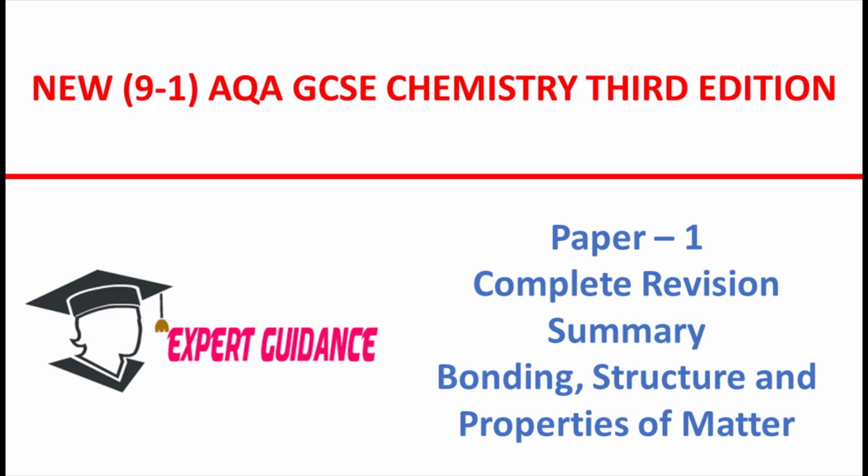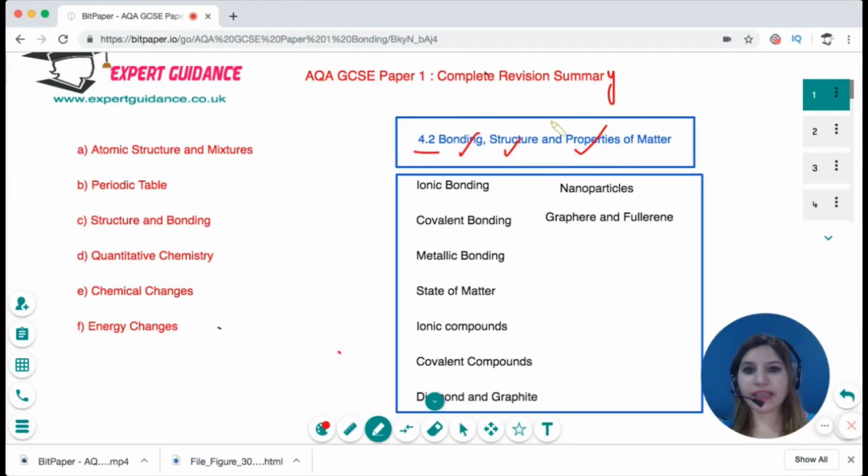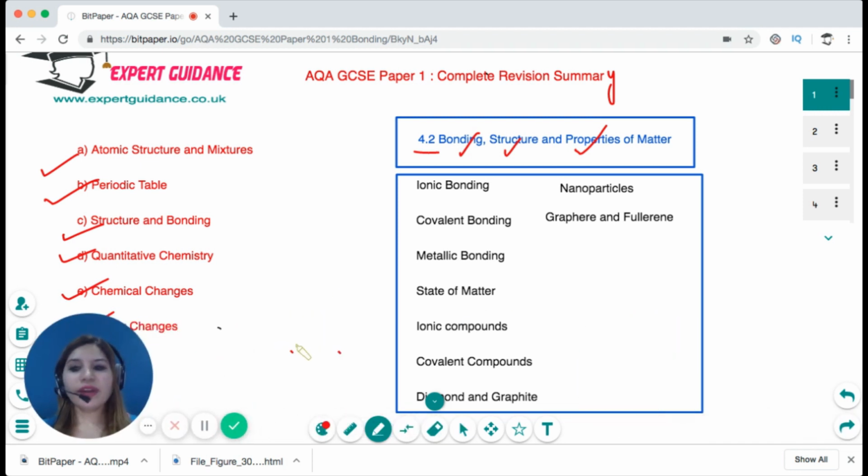Today in this video, we'll be covering section 4.2, Bonding Structures and Properties of Matter. Just to remind you, for your paper 1, you need to cover atomic structures and mixtures, periodic table, structure and bonding, quantitative chemistry, chemical changes and energy changes. All these videos are uploaded on our channel. And today in this video, we'll be focusing on bonding structure and properties of matter.